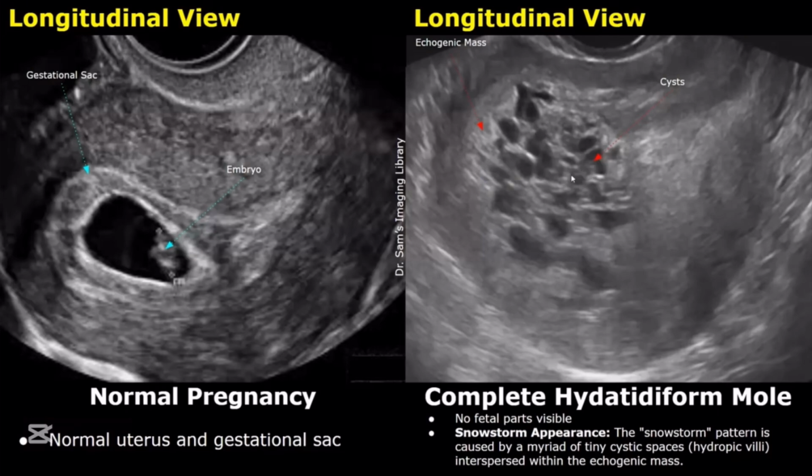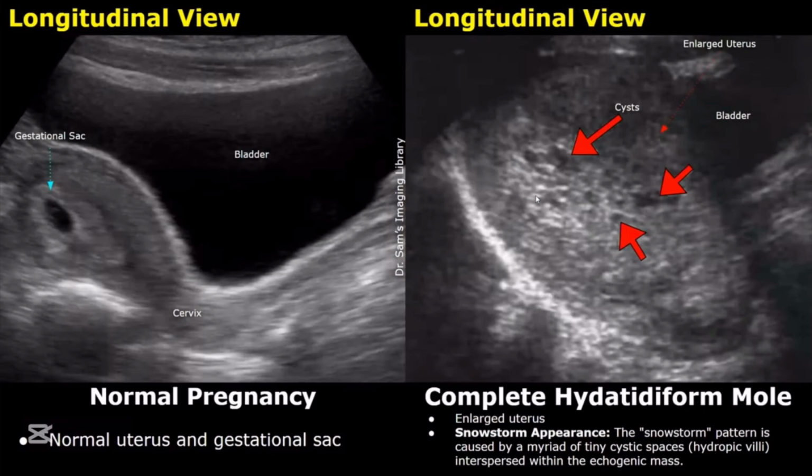This is a transabdominal image in longitudinal plane showing the normal uterus with a normal gestational sac. The uterus is normal in size, whereas in this image the uterus is enlarged. In gestational trophoblastic disease, the uterus is enlarged and there is no normal gestational sac or embryo. Instead, there is an echogenic mass with multiple cystic spaces in the uterine cavity.